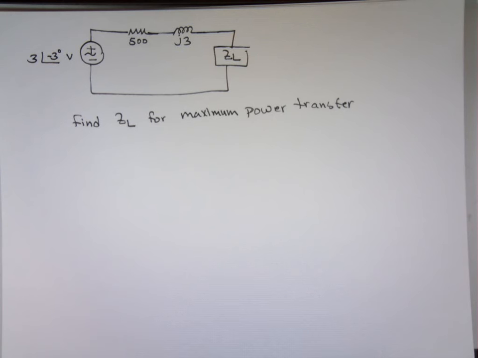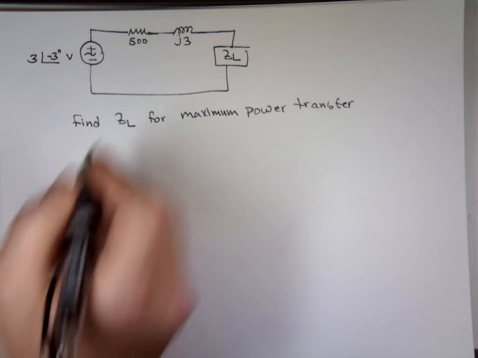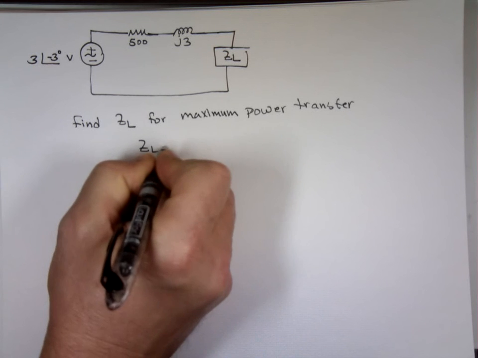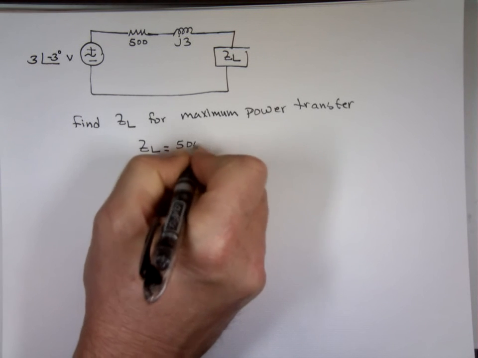Just 500 volts. Maximum average power, that's what we're looking for. Maximum average power. So I need ZL to equal what? 500 minus 3j.